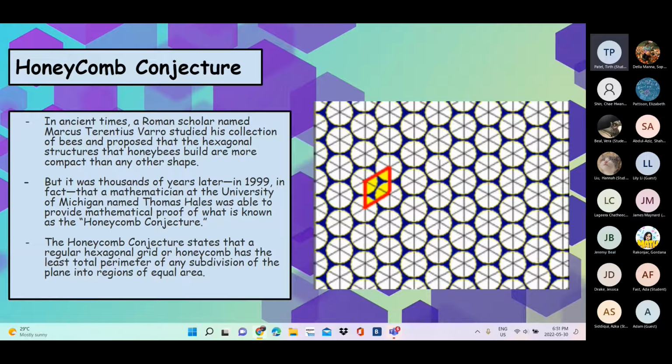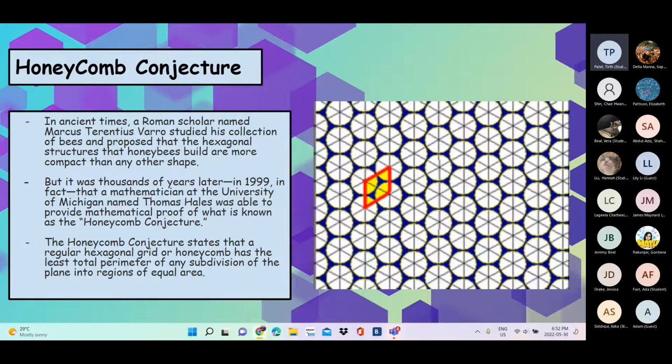And this brings the honeycomb conjecture, or the honeycomb theorem, because it has been proved. In ancient times, there was a Roman scholar named Marcus Terentius Varro who had a collection of pet bees, and he observed them for many years and proposed that the hexagonal structures honeybees build are more compact than any other shape. It was only thousands of years later that Thomas Hales, a mathematician at the University of Michigan, was able to prove it through a mathematical proof, which is called the honeycomb conjecture.